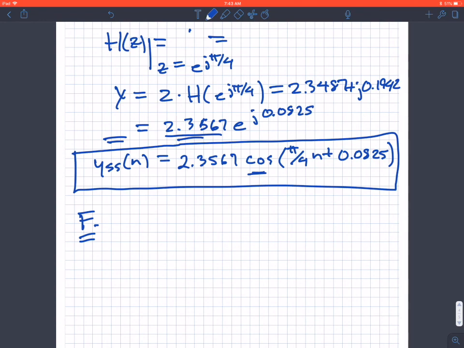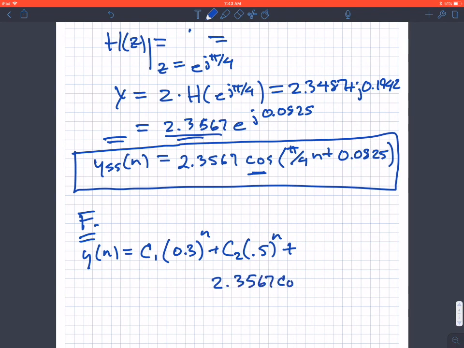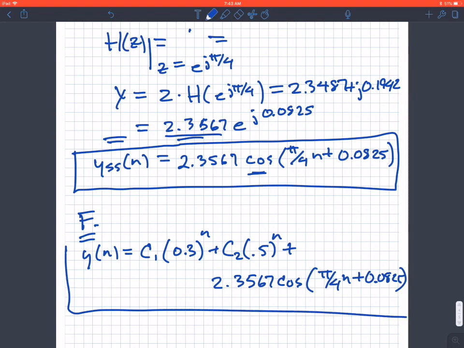In part F, the total solution is going to be the homogeneous solution, which we already know is this, plus the particular solution, which is 2.3567 cosine pi over 4n plus 0.0825. Okay, so there's part F.